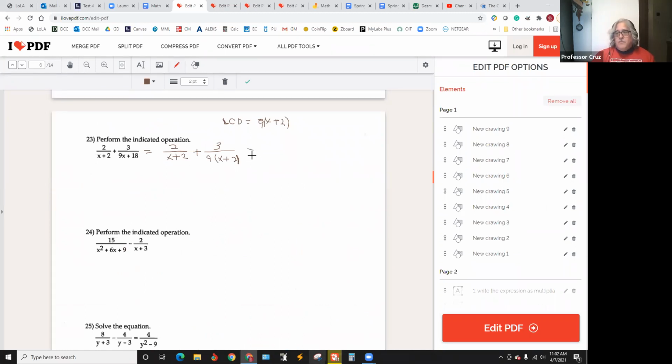So you need to multiply by the missing factor. This one has the x plus 2, so all it needs is the 9. This one over here has both of them, so we don't need to do anything to it.